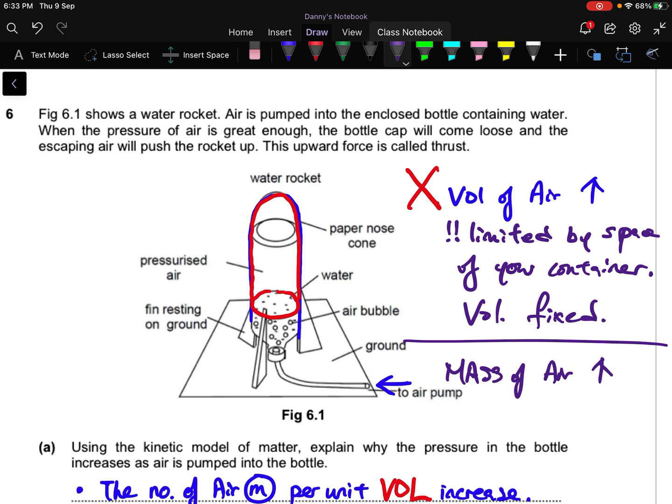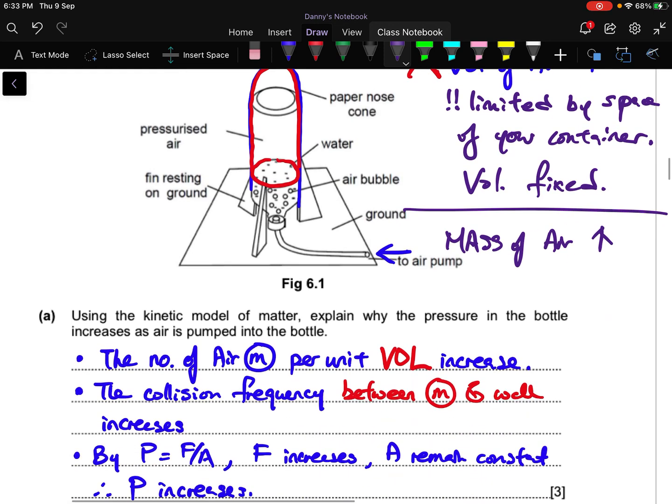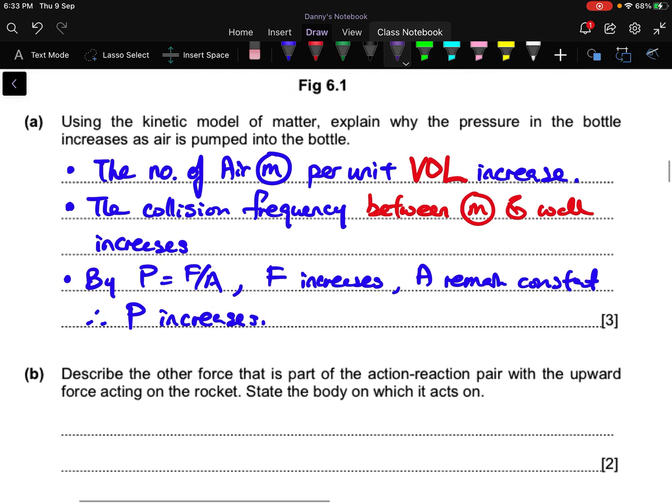But when we want to talk about this, we want to say that the volume stays constant and the mass increases, or the number of molecules increases. We want to say it in one sentence. Because of that, in my notes, I have already highlighted that there are only 4 things that you are going to comment on when it is the kinetic model of matter. Refer to my notes. One of them is the number of air molecules per unit volume.